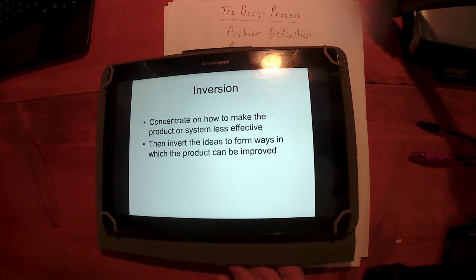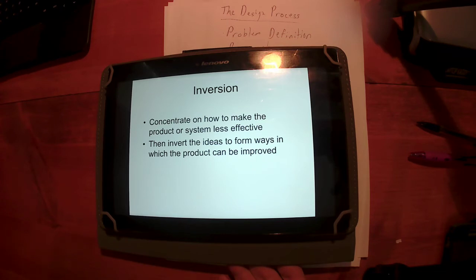Another way to do synthesis is what we call inversion. I like to say, how can I make this worse? Right? So a good example is if we want to make a building like the engineering technology building more energy efficient, think about ways you can make that building less energy efficient. Invert it. And that will force you to think about what this is a function of, and what parameters, what variables can I control?